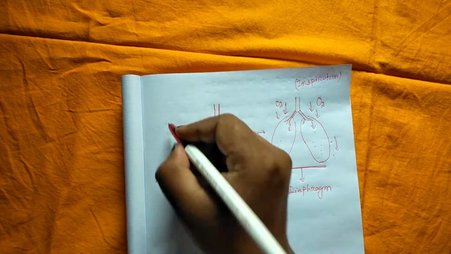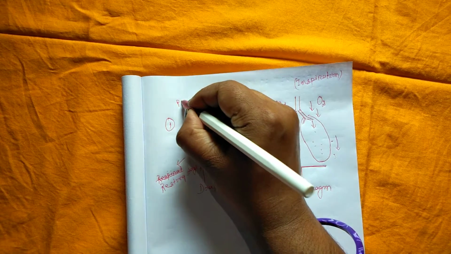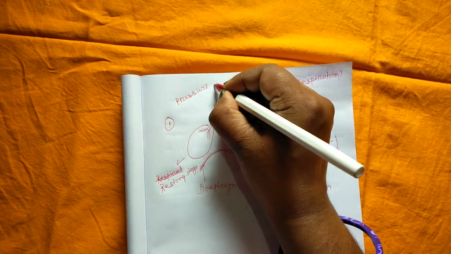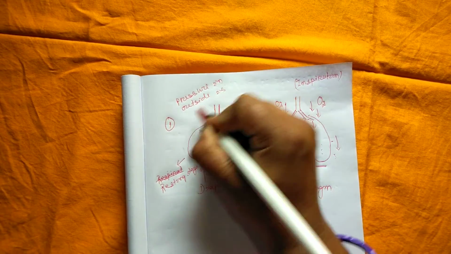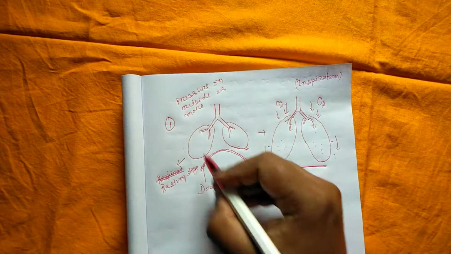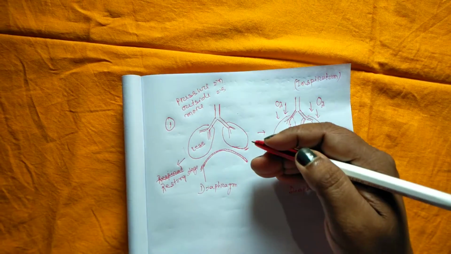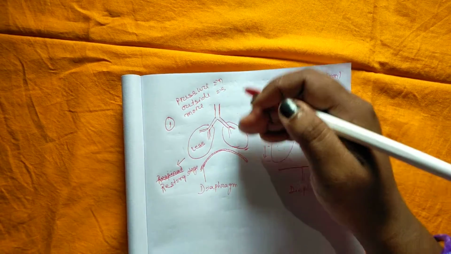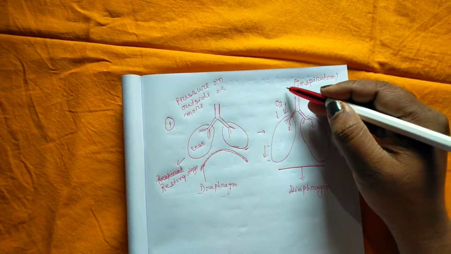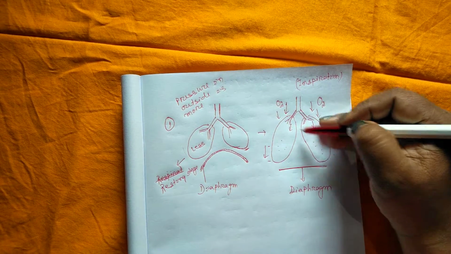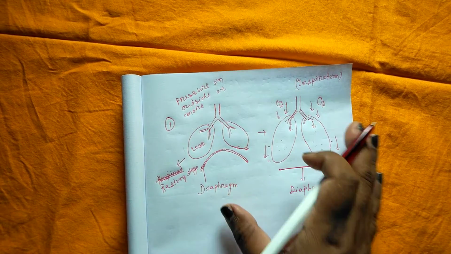Pressure gradient means the pressure in the outside air is more than the pressure inside, which is less. That's why there is movement from higher pressure to lower pressure to maintain an equilibrium state. That's why inspiration occurs and the air from outside enters into the lungs. This is the basic mechanism of inspiration.